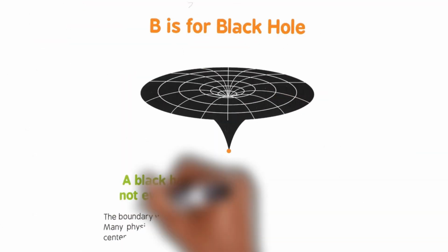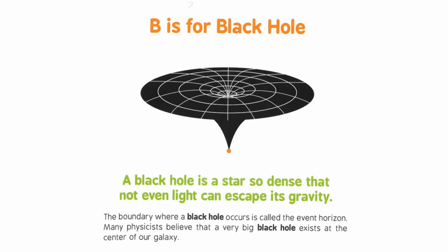B is for black hole. A black hole is a star so dense that not even light can escape its gravity. The boundary where a black hole occurs is called the event horizon. Many physicists believe that a very big black hole exists at the center of our galaxy.